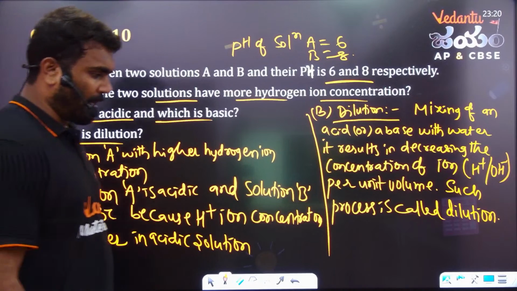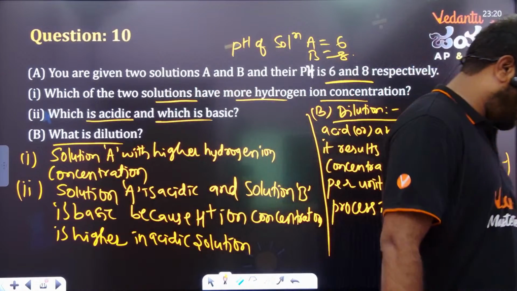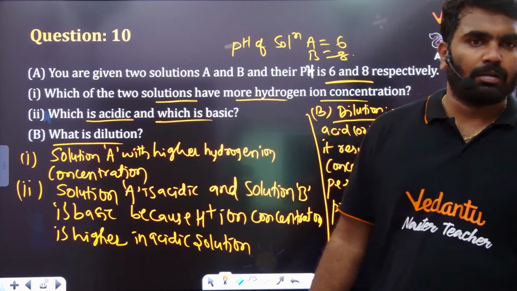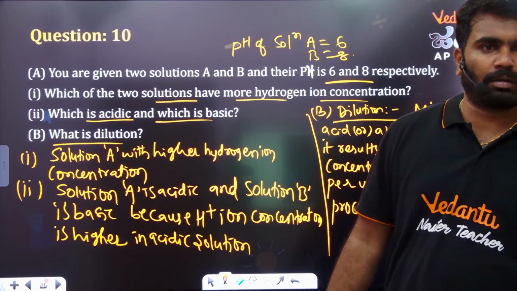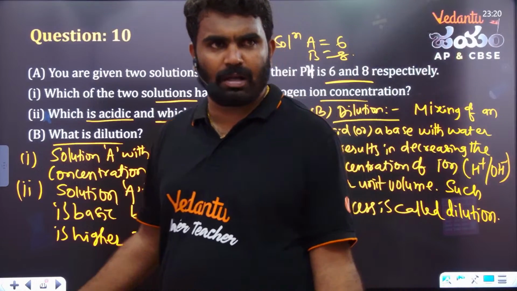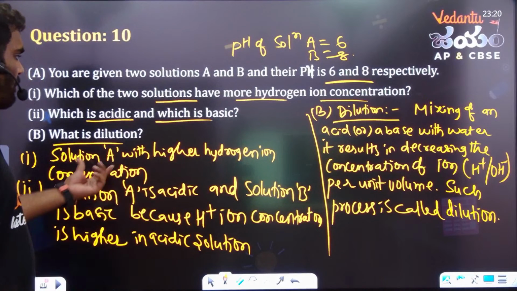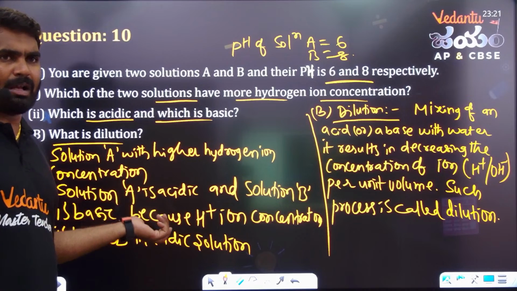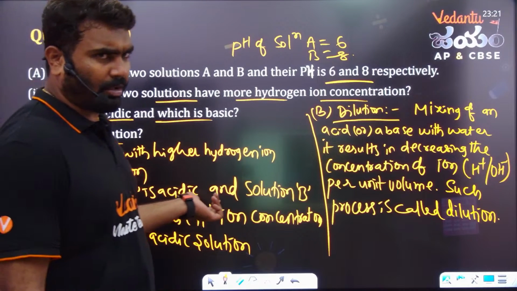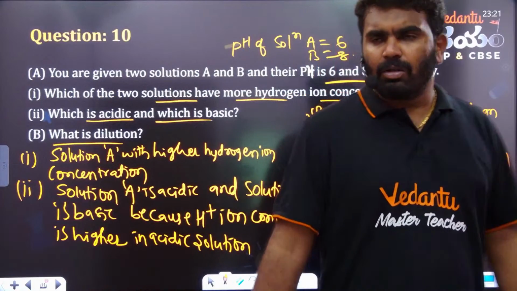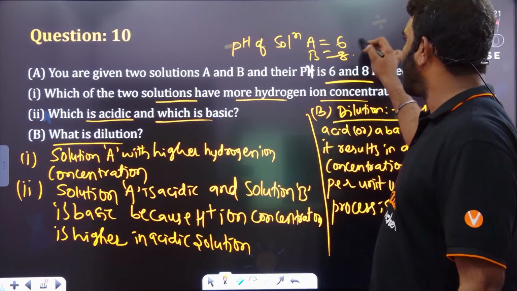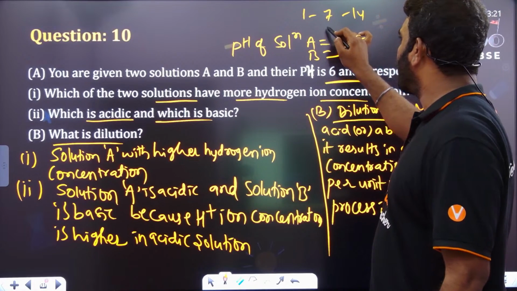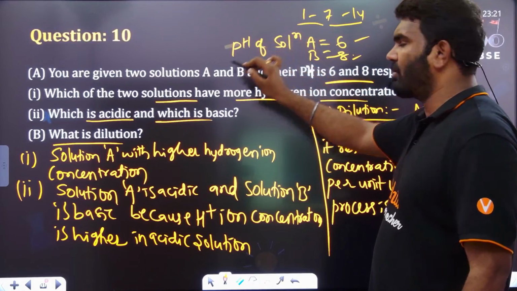An acid or base is said to be diluted when it is dissolved in water. Almost at the end now. Solution A has a higher hydrogen ion concentration, that's why it is acidic. Solution B has a lower hydrogen ion concentration than solution A, so it is basic. A is 6 and B is 8, on a scale of 1 to 7 to 14. Above 7 is basic, below 7 is acidic.